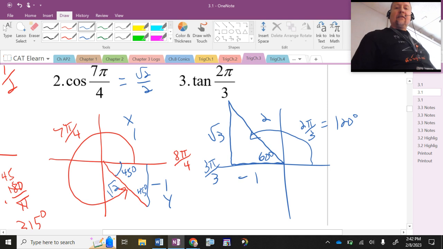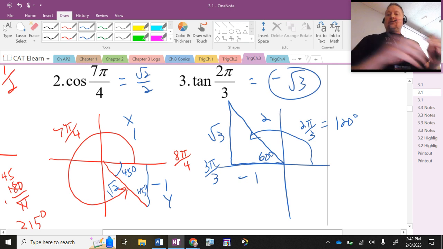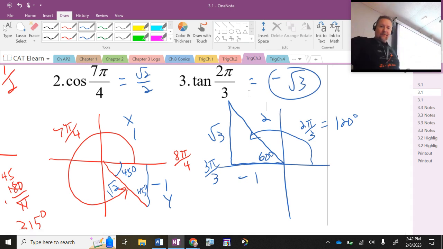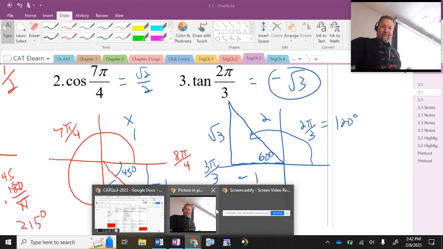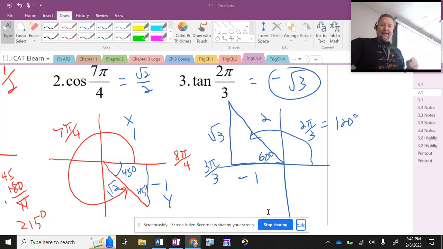Negative, positive. Tangent is y over x, which is negative root 3. Okay, drop it like it's hot. That wasn't very dramatic because I can't get this turned off fast.